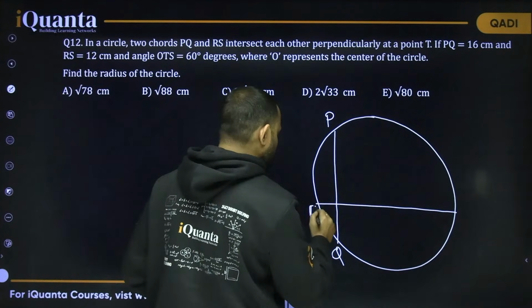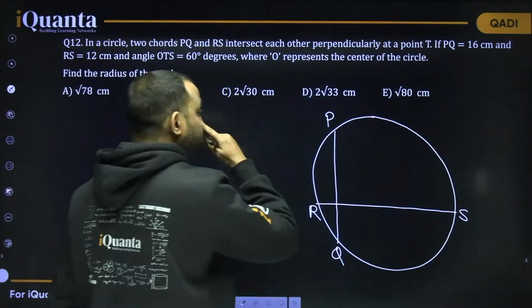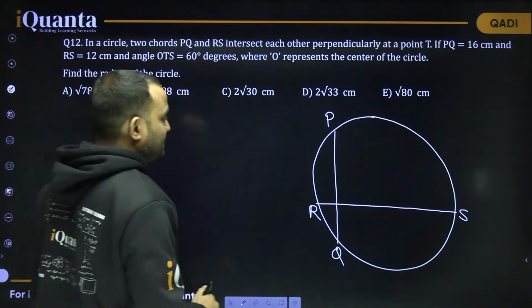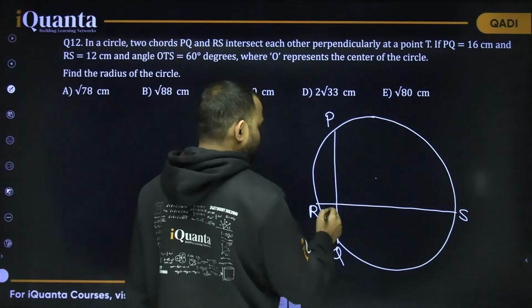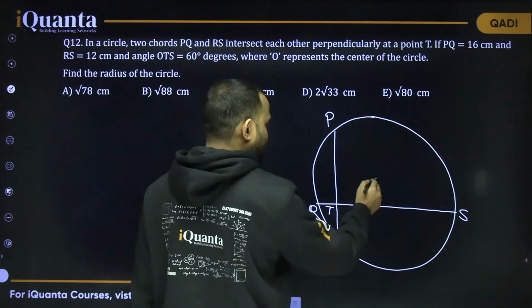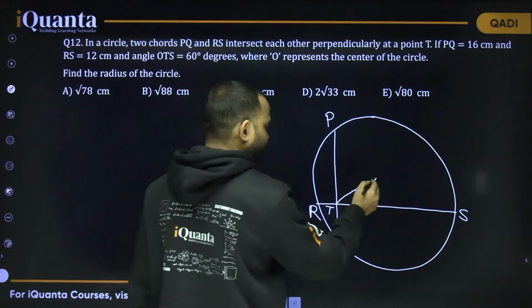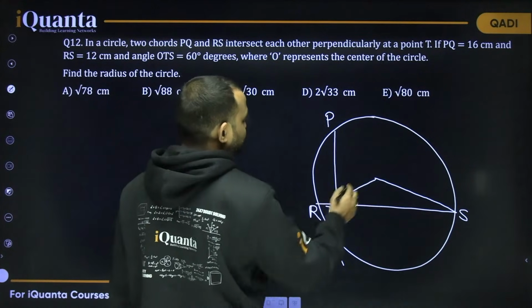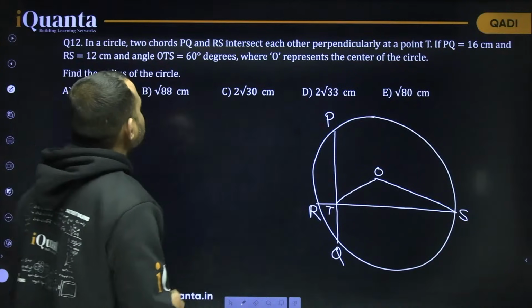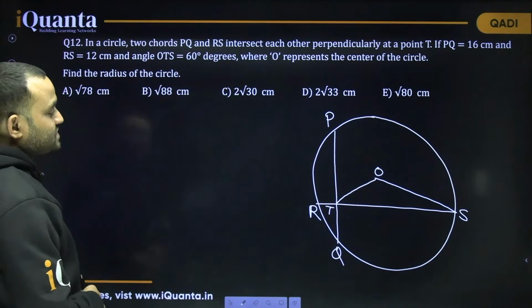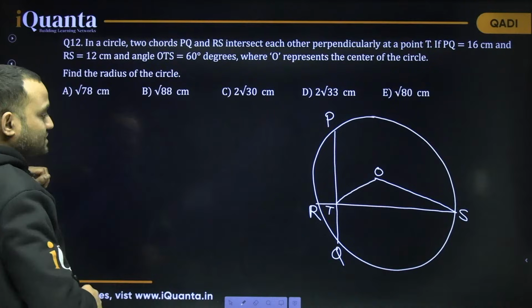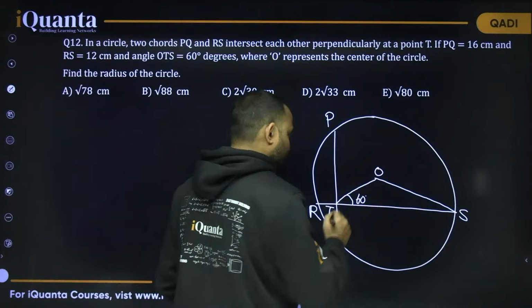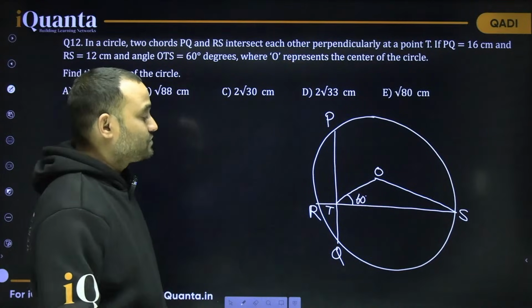P, Q, R and S. The angle OTS is 60 degree. Let's say somewhere the center is here. This intersection is T. Angle OTS is 60 degree, where O represents the center of the circle. Then find the radius of the circle. This angle is given. This is 60 degree. Okay. How do we solve from here?